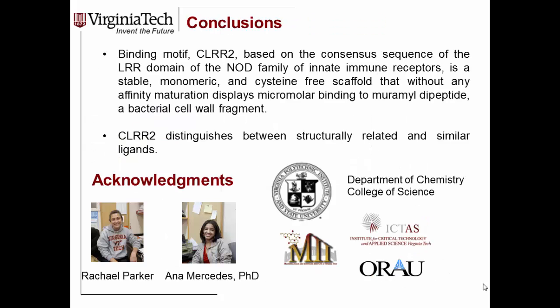So in conclusion, we have used the consensus sequence of the LRR domain of the NOD family of innate immune receptors to create a stable, monomeric, and cysteine-free scaffold that, without any affinity maturation, has micromolar binding to muramyl dipeptide, the bacterial cell wall fragment. CLRR2 also distinguishes between structurally related and similar ligands, indicating that this might be a good starting scaffold to start making binders for other important ligands, because we can impart selectivity and sensitivity between structurally related molecules.